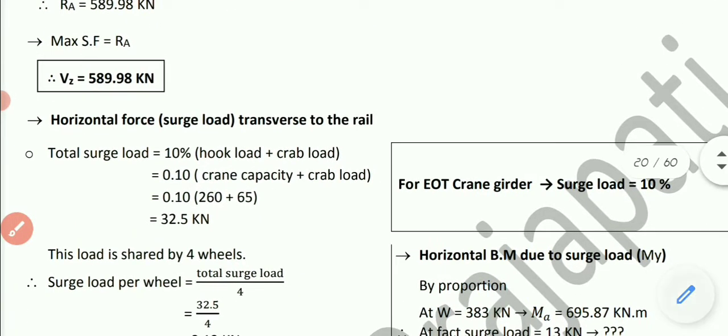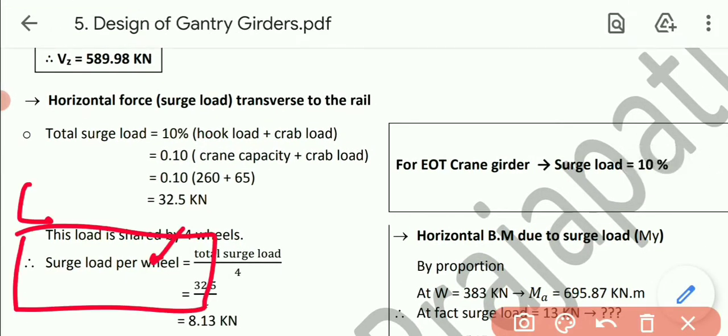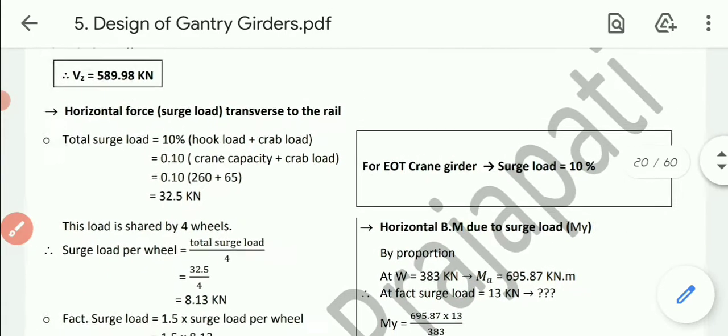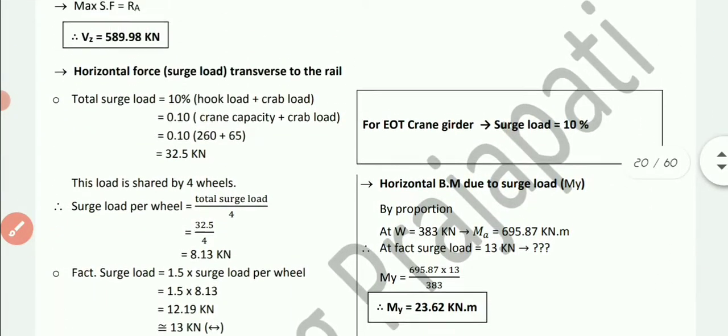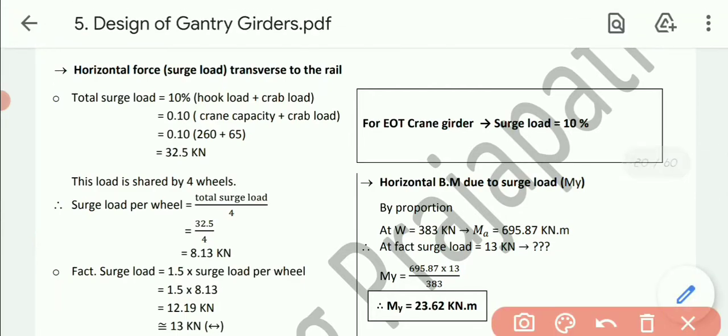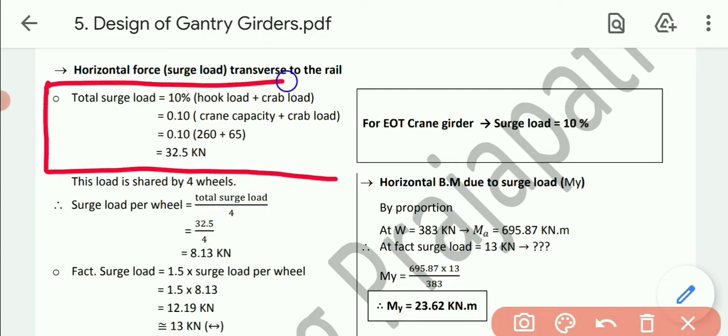Then the horizontal surge load criteria. Now the horizontal, or we can say the surge load, transfers to the rail section. Say surge load is the load which is acted upon the gantry girder by the movement of the trolley over the crane girder.